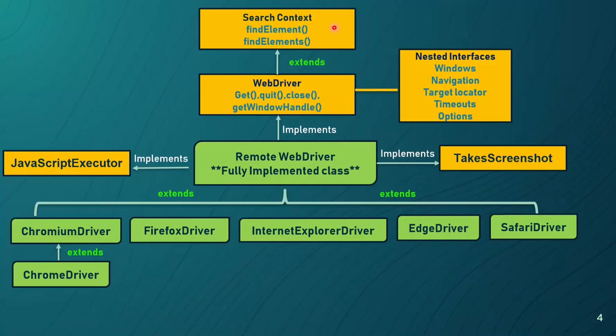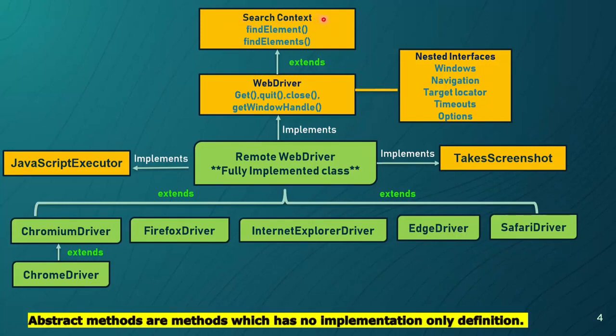So we will understand that when we practically implement the test cases, but for now, let us understand that the search context that we have is the super interface, an interface that contains abstract methods. Now, what are these abstract methods? These are the methods that have no implementation. They have only the definition. There is no implementation of abstract methods.